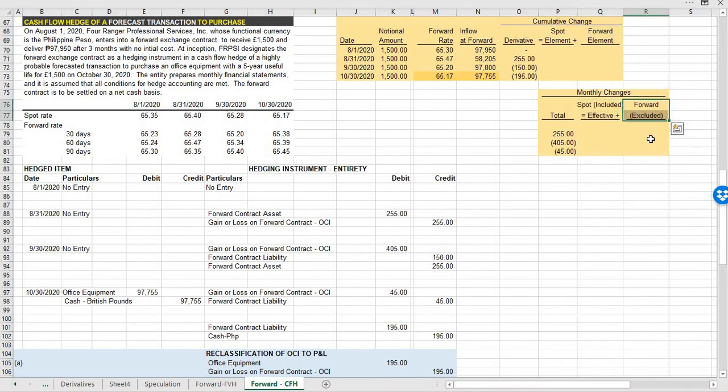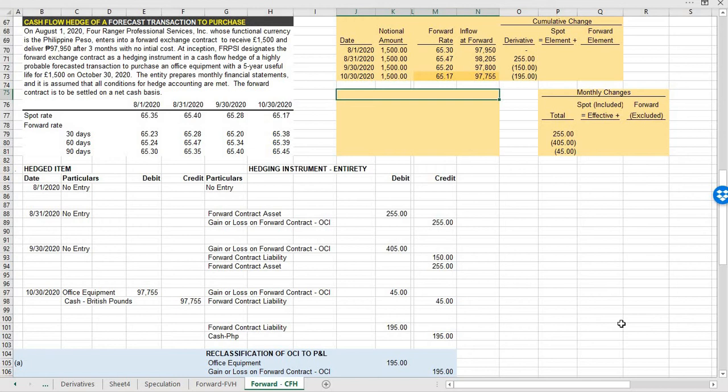Kaya kung titingnan nyo rito, ang forward element daw rito ay excluded. Hindi siya kasama sa ating hedging instrument. Ang tanging kasama is yung spot element. At kung papansinin nyo, nakalagay dito, effective. So, ibig sabihin, mamaya kapag tayo ay nag-record ng ating journal entry, etong portion lang na to ang ating i-recognize sa other comprehensive income. So ngayon, compute na natin yung spot element and forward element.